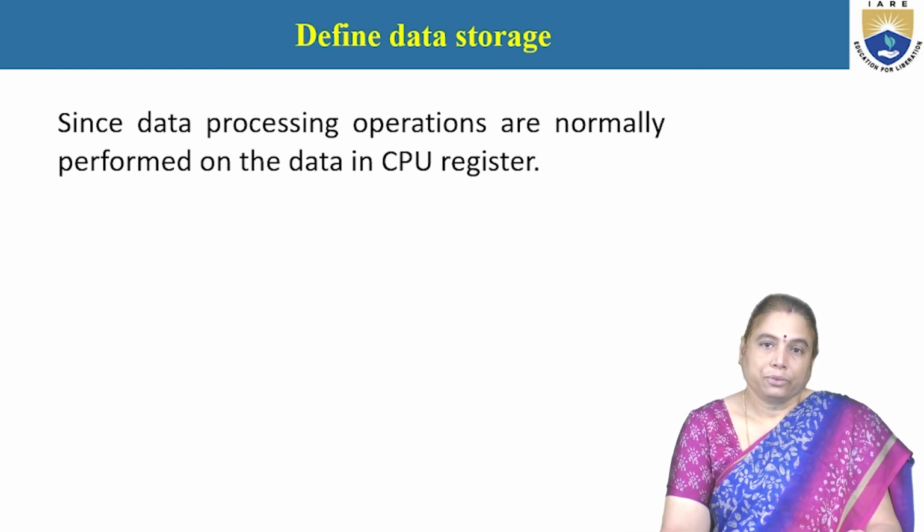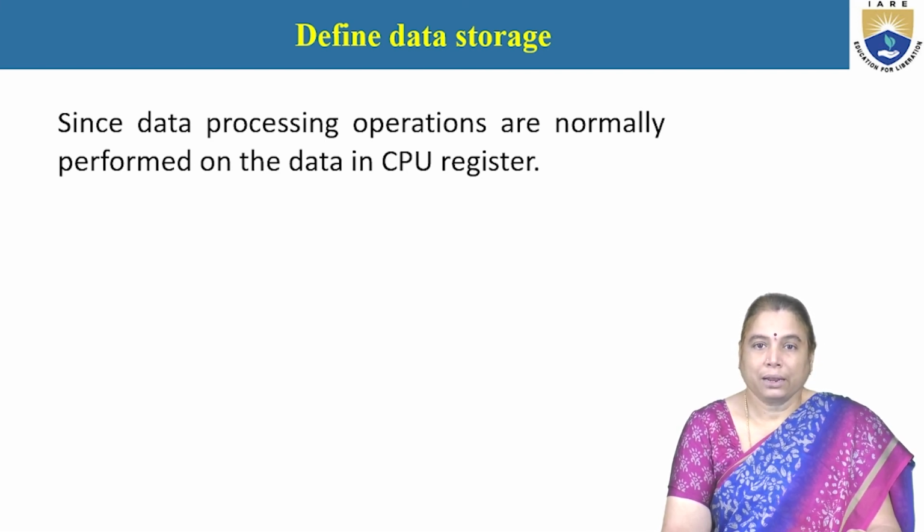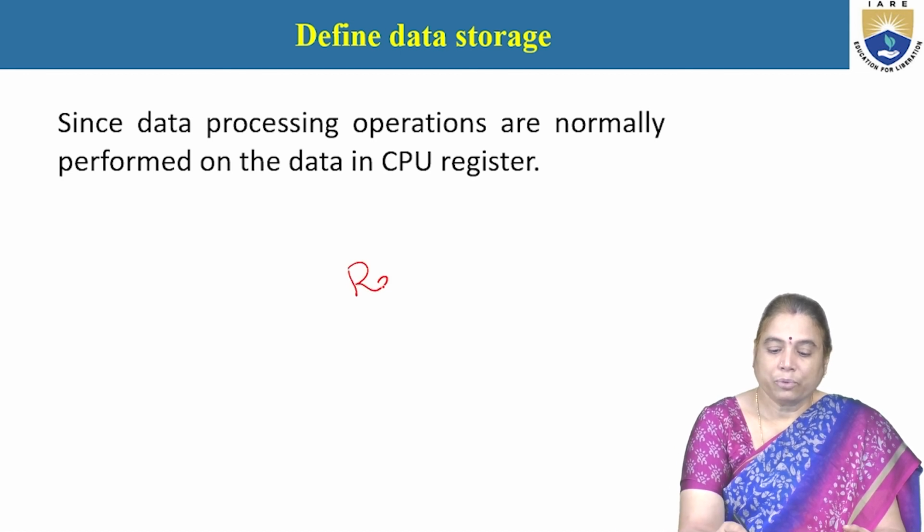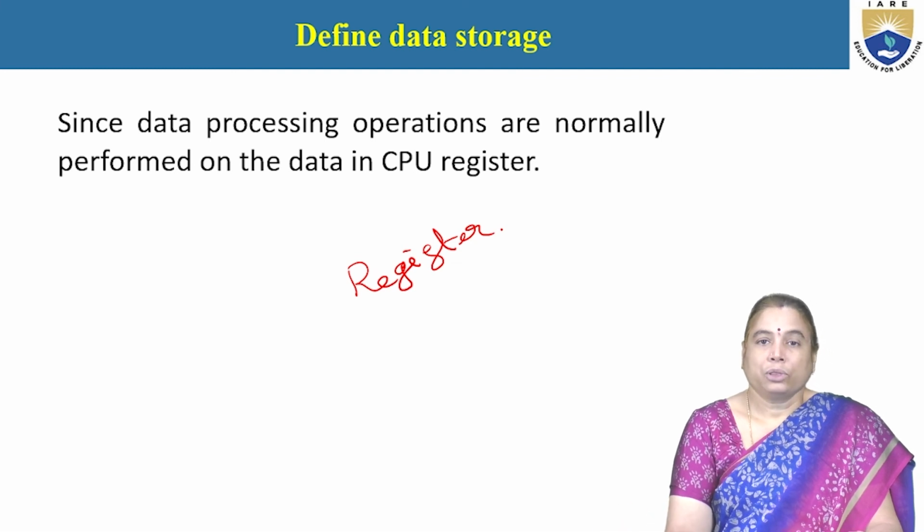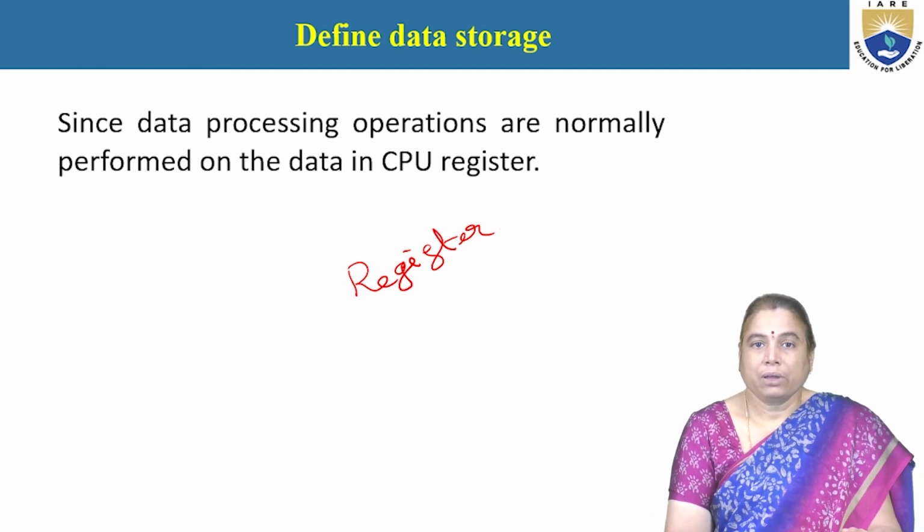Next, define data storage. Since data processing operations are normally performed on the data in the CPU register, data storage is needed. The memory unit provides the data storage, and to speed up access during arithmetic and logical operations, registers can be used for data storage, so that the data is readily available to the ALU and the speed of processing can be increased.